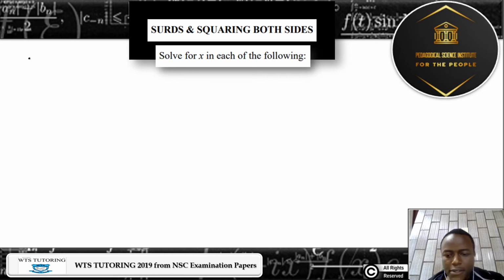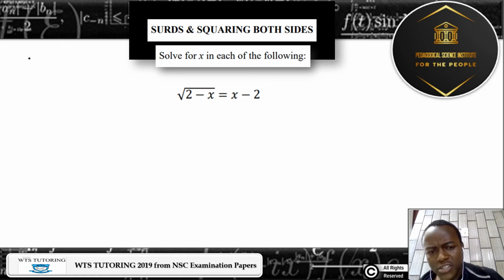Okay, great. We now move to surds and squaring both sides. How to solve this kind of equations? You are given a surd, the square root of 2 minus x, and it's equated to x minus 2. And you want to solve this kind of equation. And how do we do it?